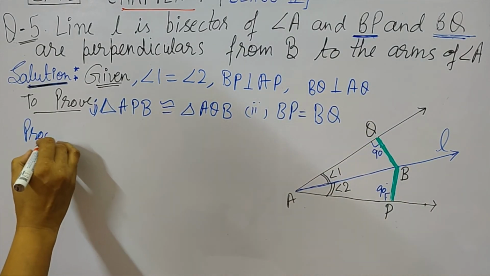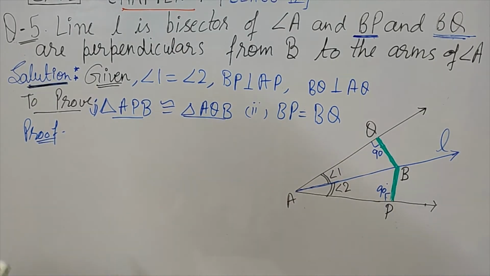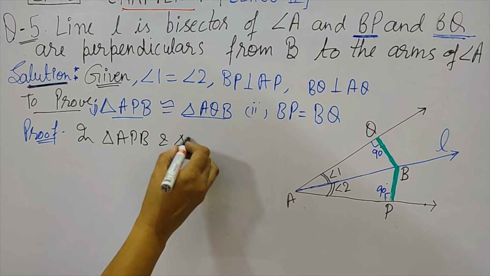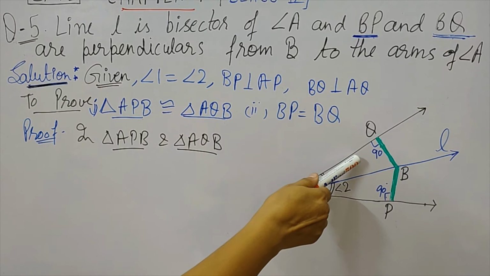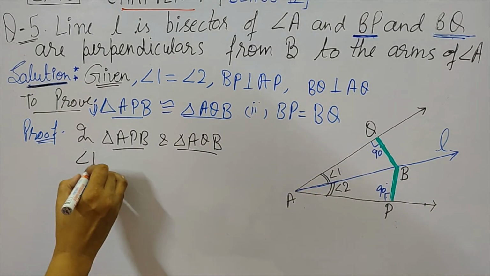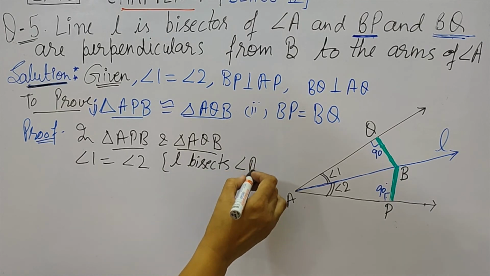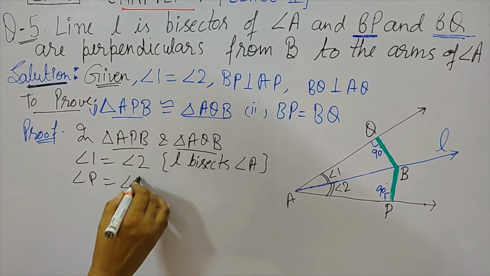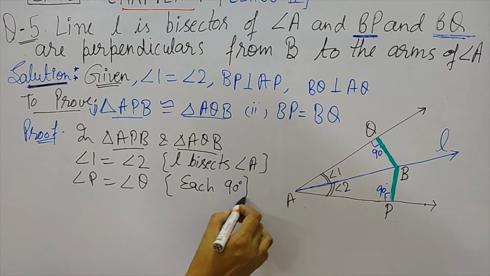So let us see how we will proceed for the proof. We have to prove these two triangles congruent. First of all write the given information, what things you can write in triangle APB and triangle AQB. First of all we should start by naming the triangles. In these two triangles, clearly angle 1 is equal to angle 2. Reason: line L bisects angle A, so angle 1 is equal to angle 2. Second thing, we can conclude that angle P is equal to angle Q. Each is given 90 degrees.